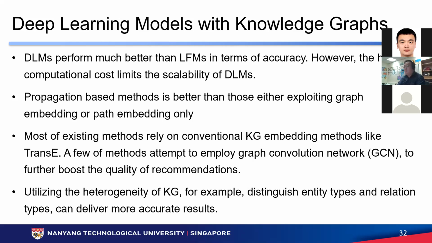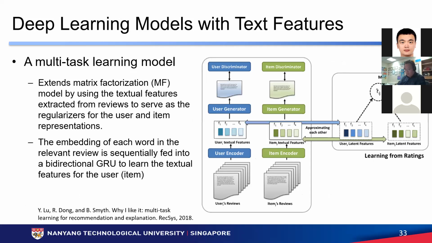This is still an open question, direction. Okay, so very briefly talk about texture, how the deep learning models will leverage the texture features. Here I give you an example of this multitask learning model. Basically, this model extends the MEF approach by using the texture features extracted from reviews. And these will serve as the regularizers for the user and item embeddings.